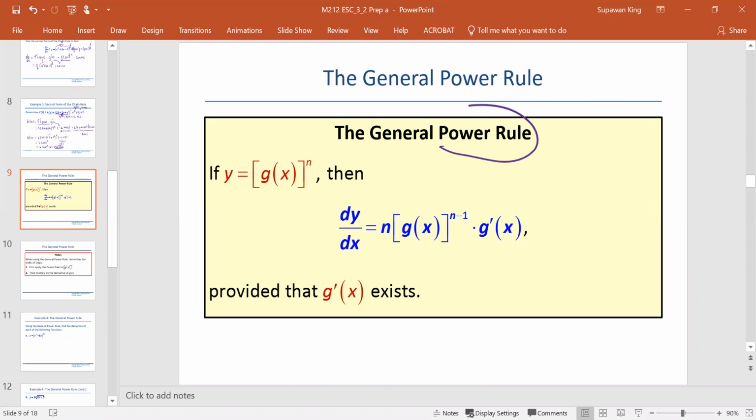Recall the power rule. If you have y equals x to the power n, y prime is n x to the power n minus 1. Now, if we have the composite function y equals g(x) raised to the power n, then dy/dx, by applying the power rule, which is called the general power rule, will be n multiplied by the function g(x) raised to the power n minus 1 and multiplied by g prime of x, provided g prime of x exists.